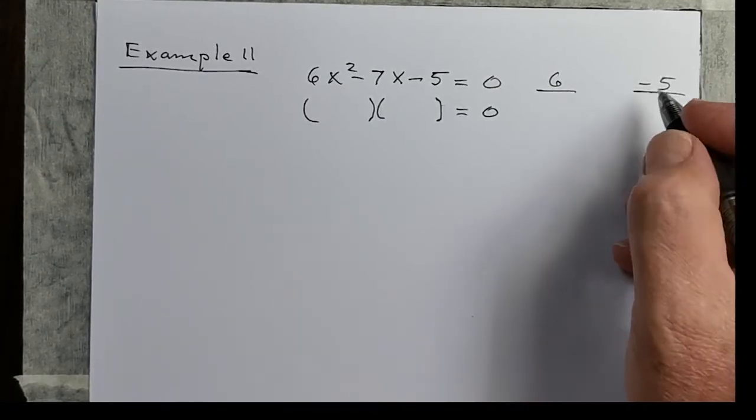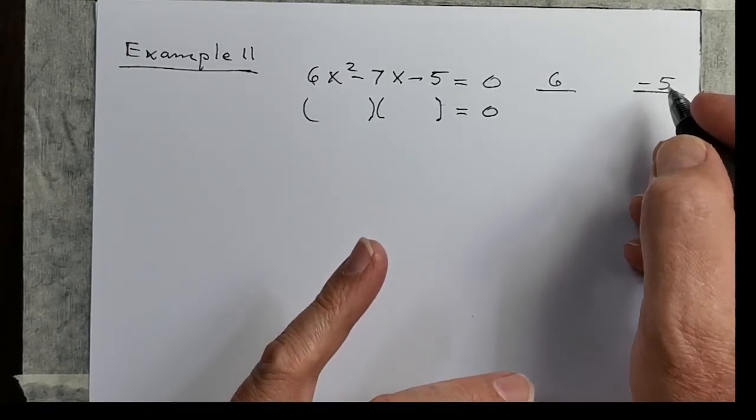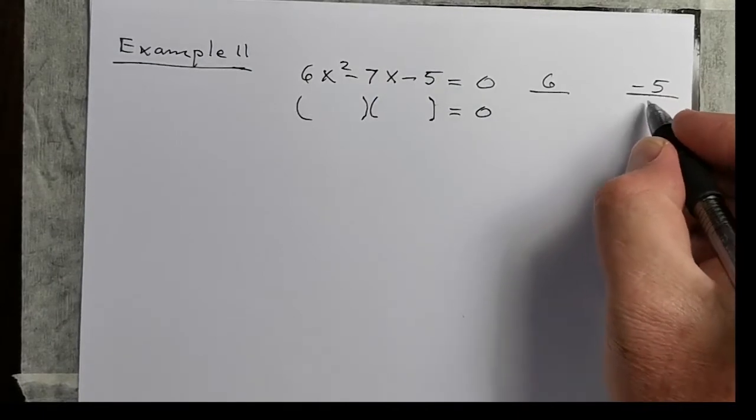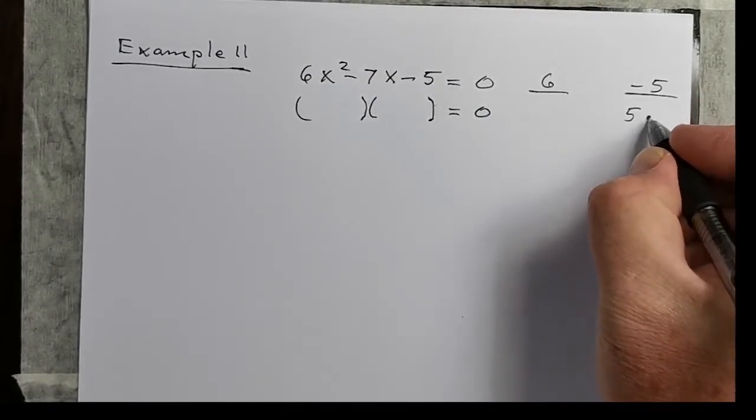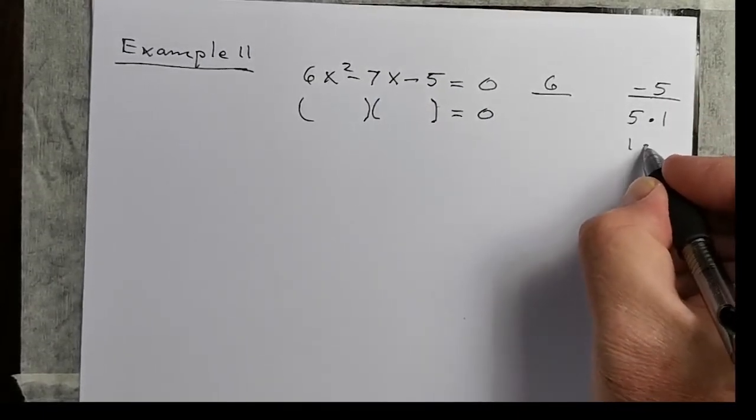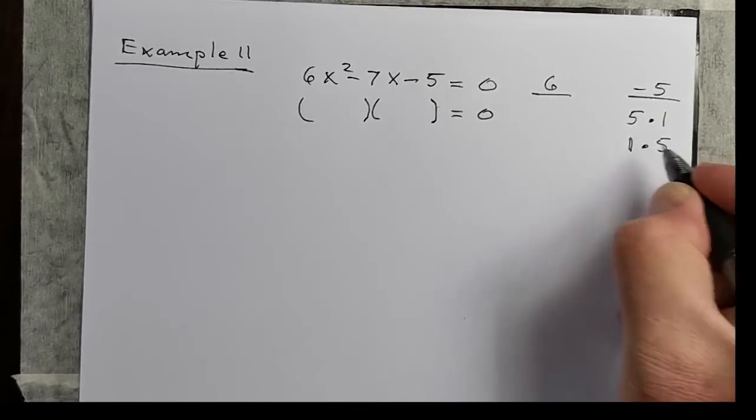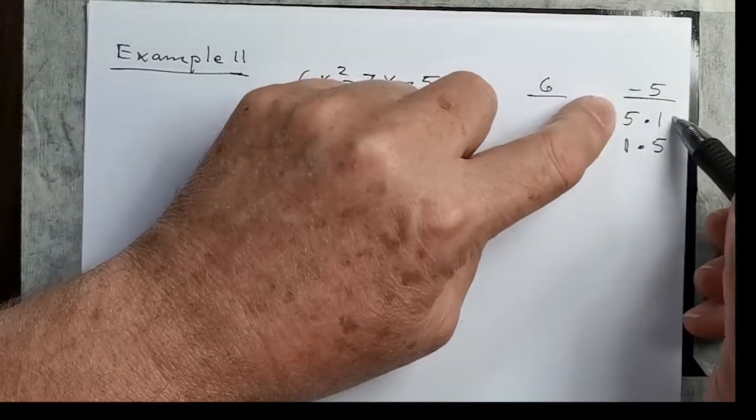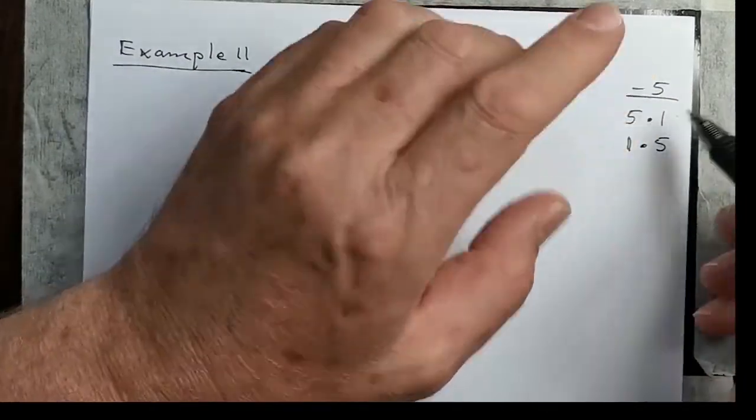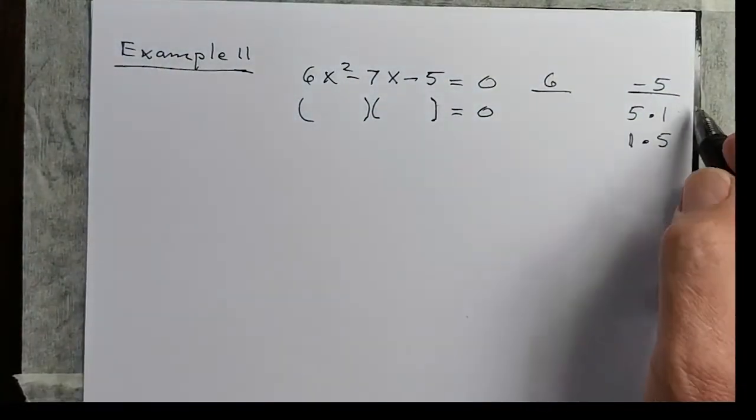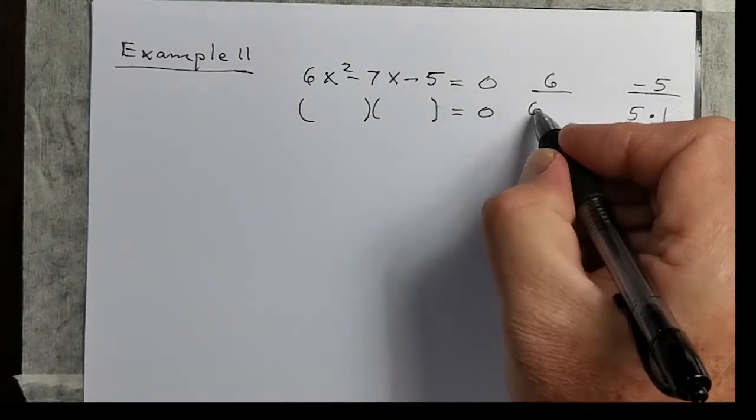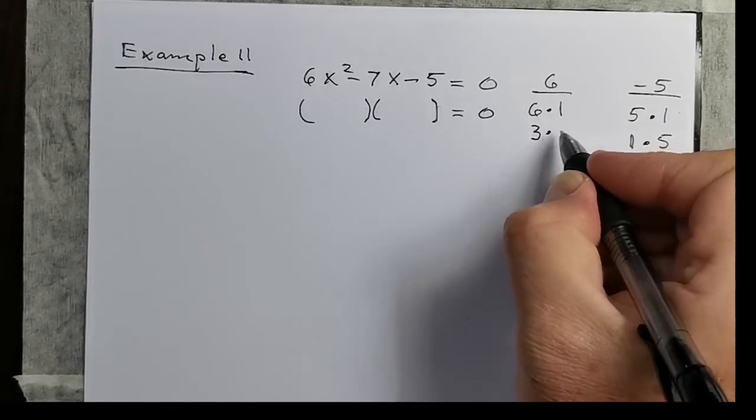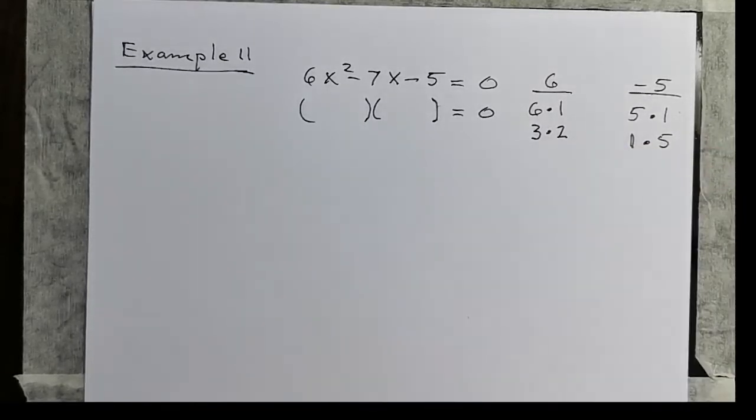Okay? Let me just write them down. I think I got myself mixed up. Here we go. So what are the factors of 5? It's 5 times 1 or 1 times 5. And of course the signs have to be different. The signs of these two would have to be different. What are the factors of 6? We have 6 times 1. We have 3 times 2, like that.